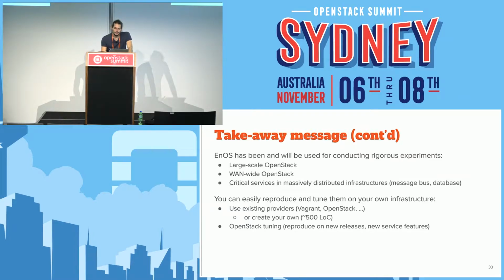So EnOS has been used to conduct rigorous experiments. We saw the large scale and the WAN-wide, and we will see the evaluation of critical services in massively distributed situations for the message bus and database. You can easily reproduce all these experiments or tune them on your own infrastructure. You can either use the existing providers, Vagrant, OpenStack, or others for other testbeds, or you can create your own, which requires only 500 lines of code.